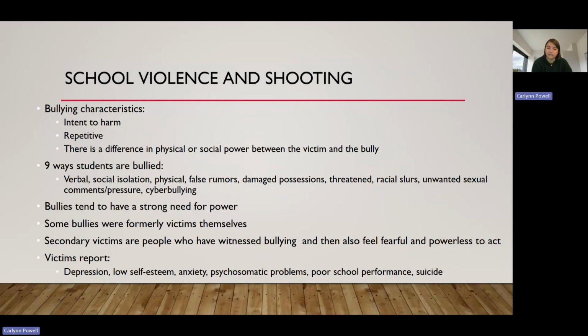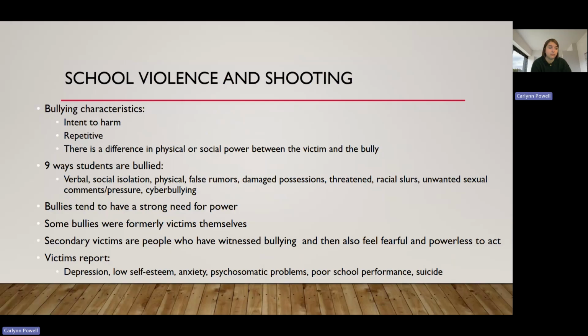Some bullies were former victims themselves. And then secondary victims are people who have witnessed bullying, but then also feel too fearful and powerless to act. We hear a lot about bystanders and how you need to report it. But again, there's a lot of societal pressure, and this can look like, in a workplace, a boss saying something kind of rude or maybe an unwanted sexual comment to another employee, and you don't want to report it because you don't want to get potentially in trouble with your boss. Obviously, we know that's not the correct way to think about that, but that happens to a lot of people, wanting to save yourself in the situation and just not be involved.